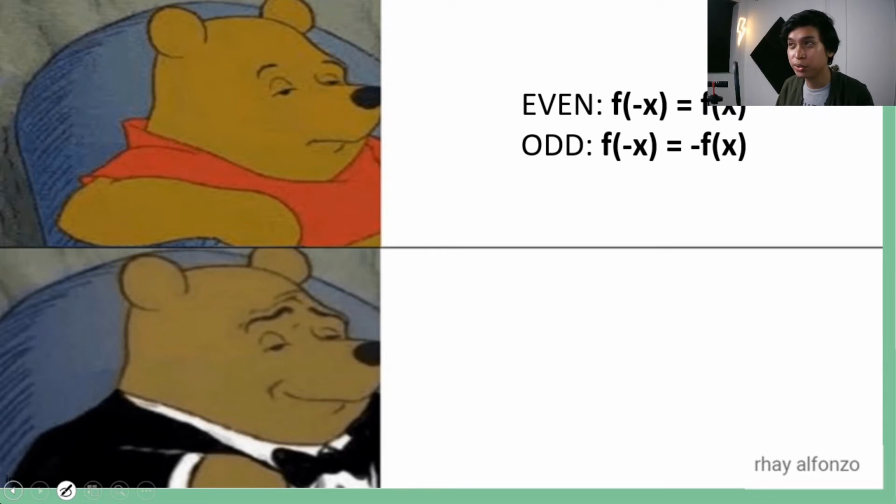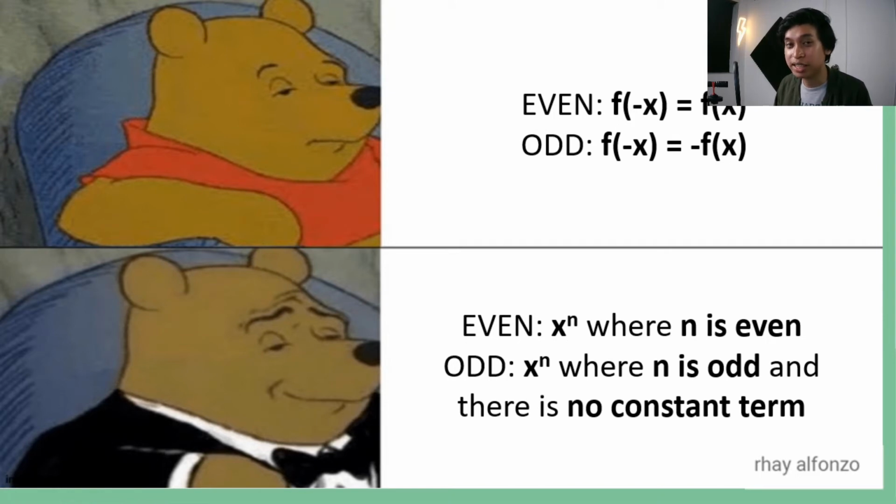So we're not going to use these anymore. We're not gonna use f of negative x is equal to f of x for even functions and f of negative x is equal to negative f of x for odd functions. We just have to inspect the given. So if all the exponents of x are even, therefore the function is even. It's okay if there's a constant or none because we can rewrite c as itself.